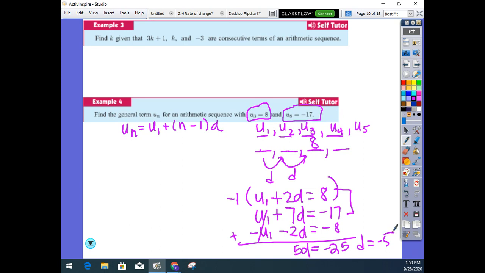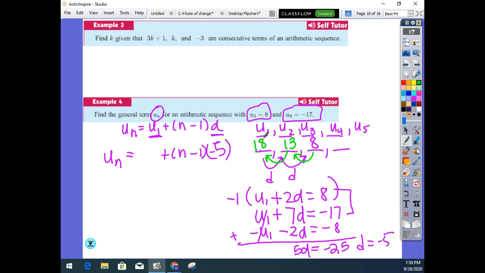All right. If we're looking for our u sub n, there's 2 things we got to know: u sub 1 and d. Well, we just found d is negative 5. Be very careful that you put negative 5 in parentheses, otherwise it looks like minus 5. Well, how could I find u sub 1? First of all, you could use your pattern here. If I'm subtracting each 5 going to the right, I could add 5 to go to the left.